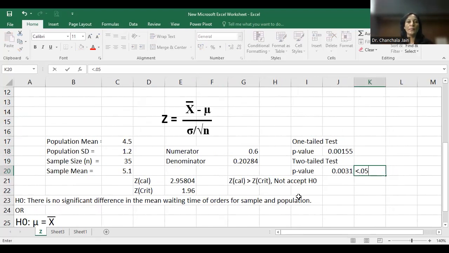So friends, whether we are making the acceptance and rejection decision using the critical and calculated value or the p-value, both will give you the same results. So this will not affect your conclusion.